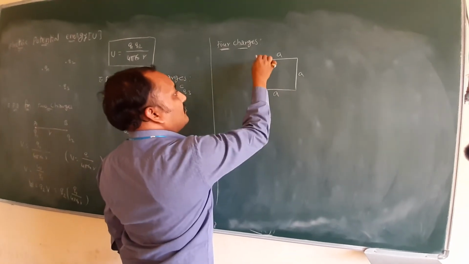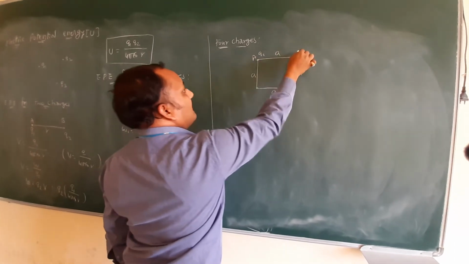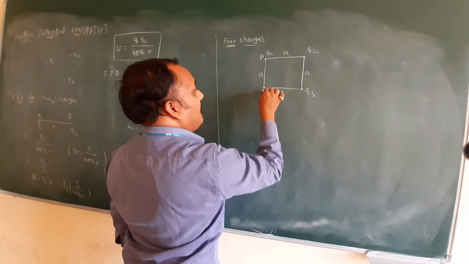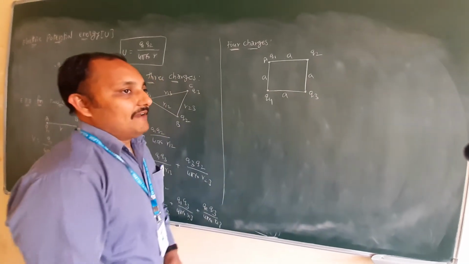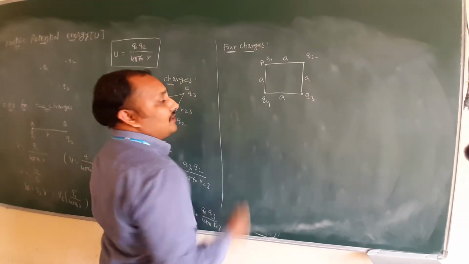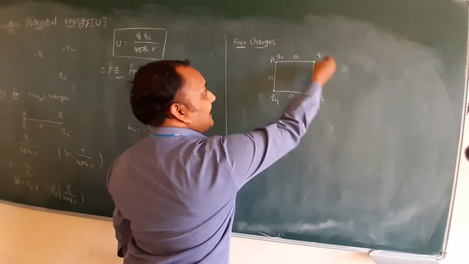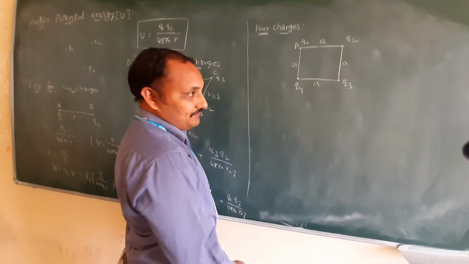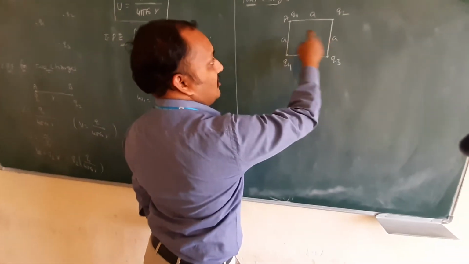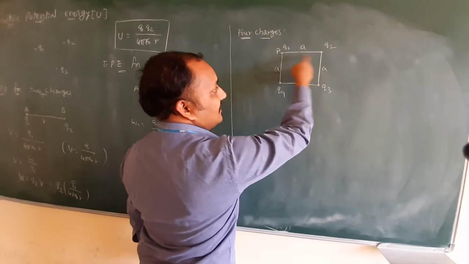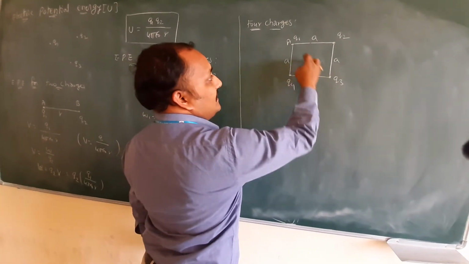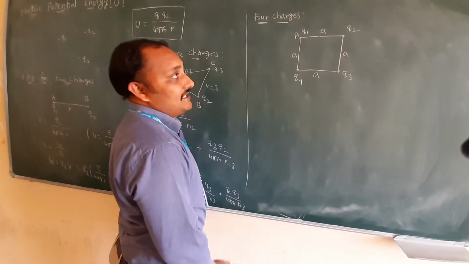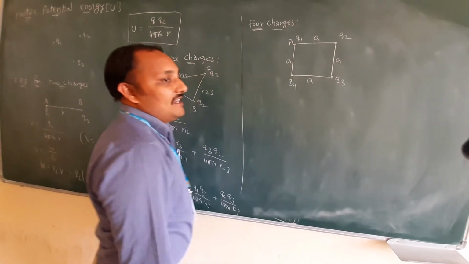Now I have to bring four charges: Q1, Q2, Q3, Q4. Whenever I am bringing the first charge, I need not do any work. Whenever I am bringing the second charge, this is the separation, Q1 Q2 by 4 pi epsilon naught a. Whenever I am bringing the third charge, how many charges are there here? Two charges are there. Whenever I am bringing the fourth charge, how many charges are there previously? Three charges are there. Now you can fill the equation.